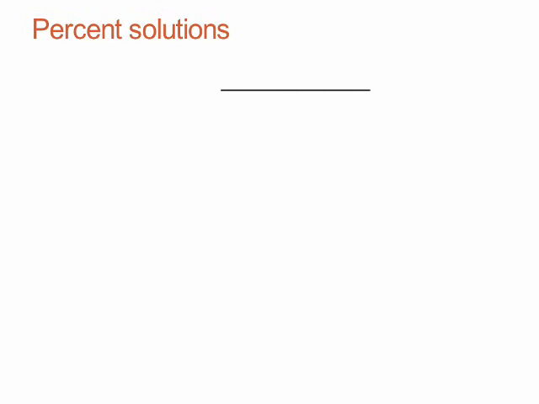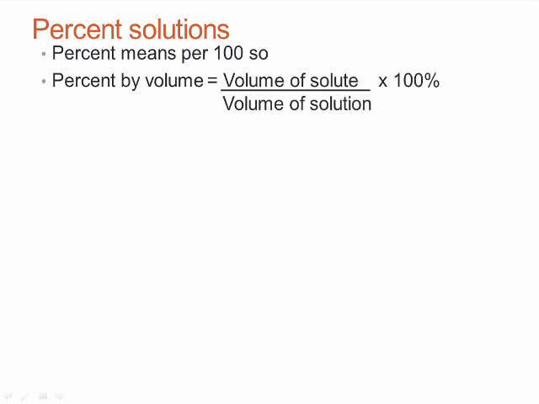So now we're looking at percent solutions. Percent means 100 per 100. So we're looking at percent by volume: the volume of solute over the volume of solution times 100, indicated by percent V over V, volume over volume.